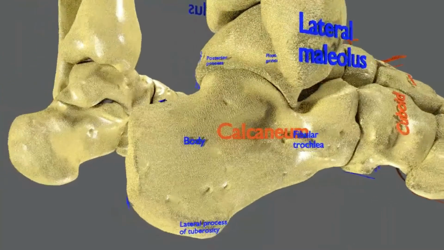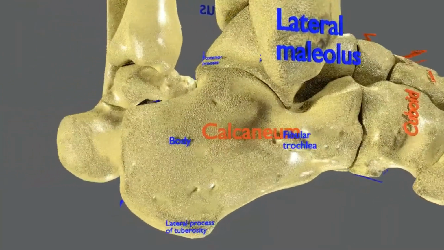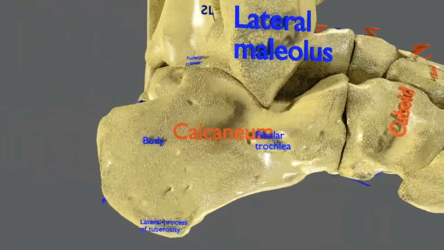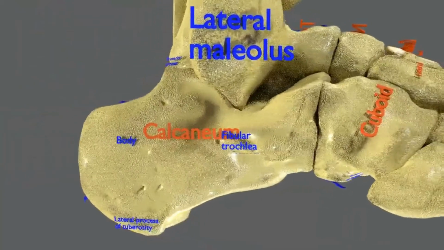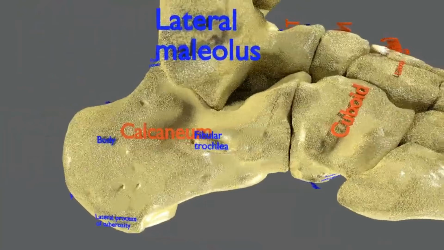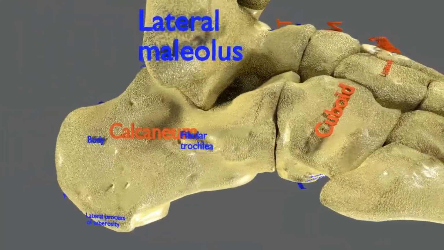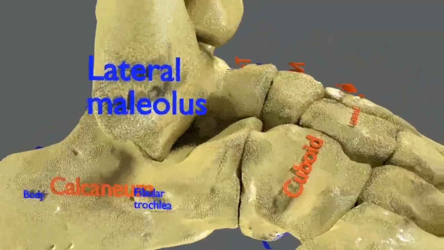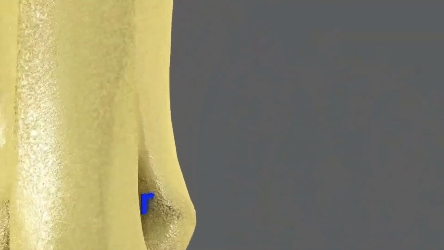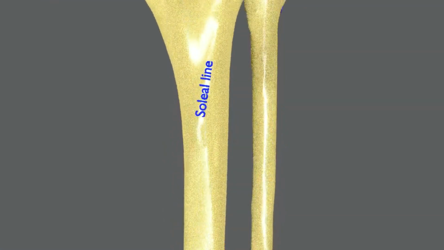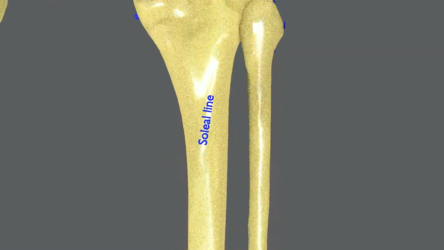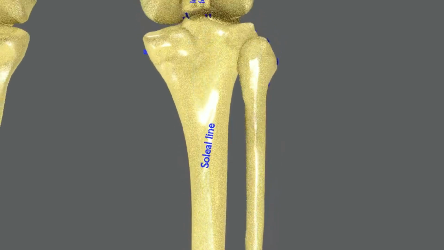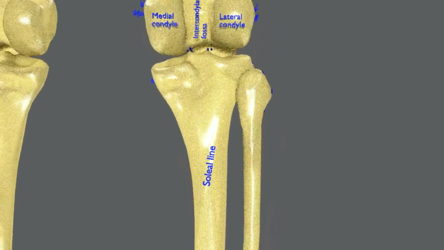The lateral view of the foot now shows the calcaneum bone with its body and fibular trochlea. The calcaneum can be seen articulating with cuboid anteriorly. The distal end of fibula is visible here as lateral malleolus, which has a medial articular facet for talus. Now you see the shaft of tibia having an oblique line, also called soleal line, on upper 1/3 of posterior surface.